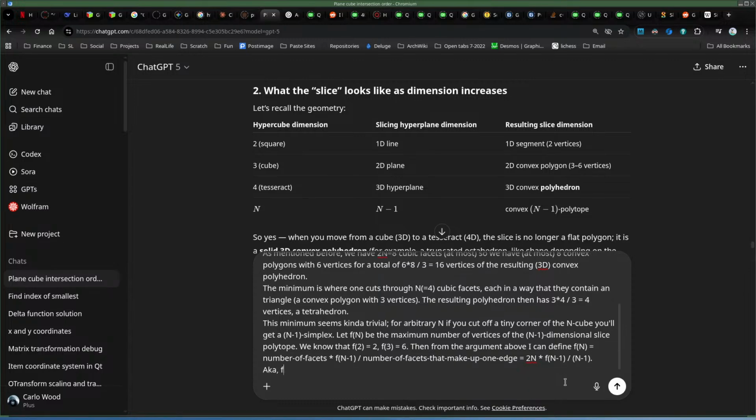Okay, F4 is 2 times 4 times F3, which was 6, divided by 3 minus 2 is 2. No, 3. I desperately want to end up with 16. Is 2 times 4 times 2 is 16. Yay.